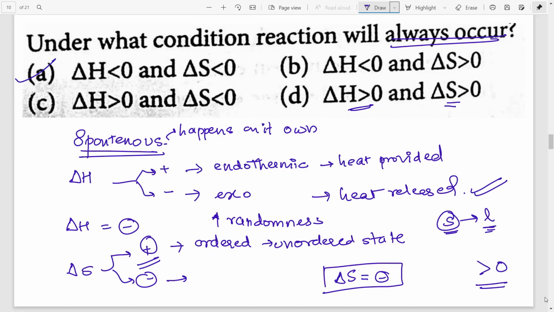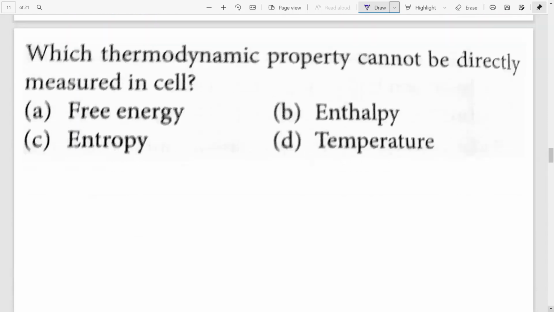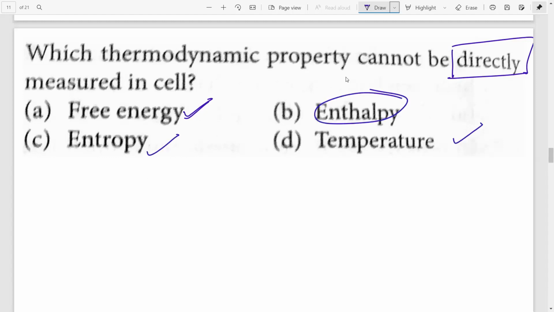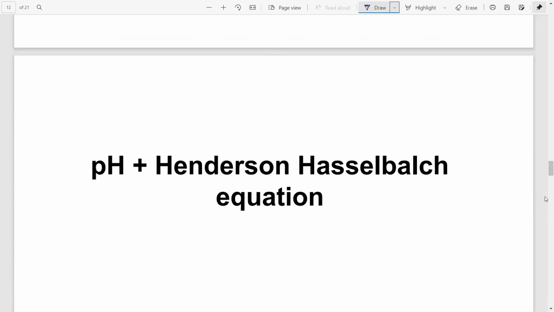Now, next question: which thermodynamic property cannot be directly measured in the cell? The correct answer is that you cannot measure free energy directly. You have to use some other parameter to calculate it. Temperature can easily be measured. Entropy is also easily calculated. Enthalpy is directly heat release, so that is also directly calculated. The only thing that you cannot directly measure in a cell is the free energy, that is delta G.